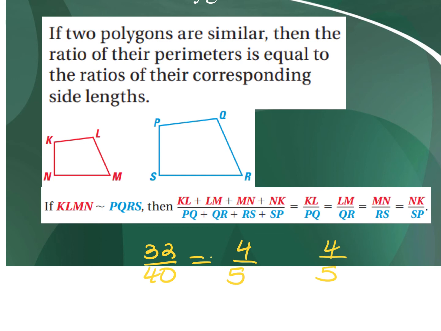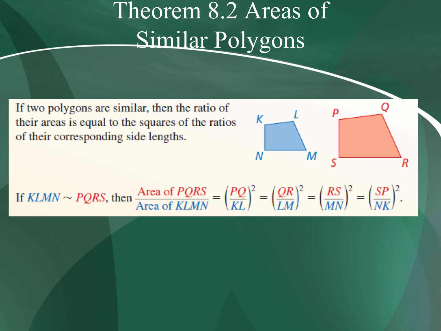Now for the area, we're going to take the scale factor or the side length ratio and we're going to square it. And that'll be our next theorem. So the next theorem is the areas of similar polygons. If two polygons are similar, then the ratio of their areas is equal to the squares of the ratios of their corresponding side lengths. So once you find a ratio of one of the side pairs, you would just square that ratio and that would equal the simplified ratio of the areas. And we're going to do an example of this on the next slide.